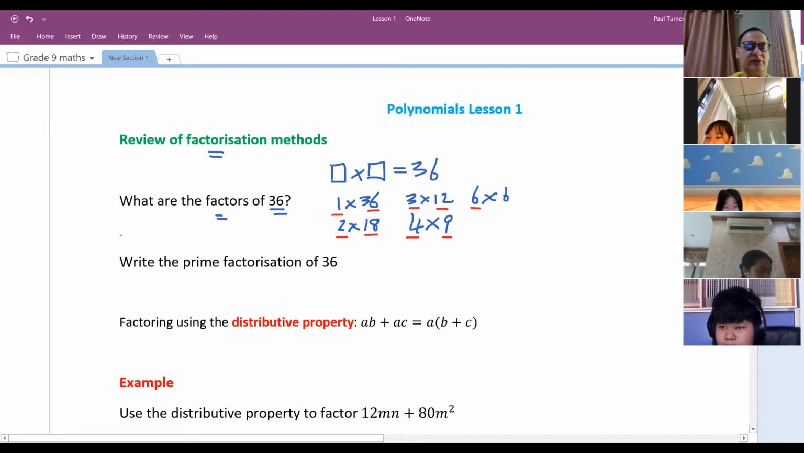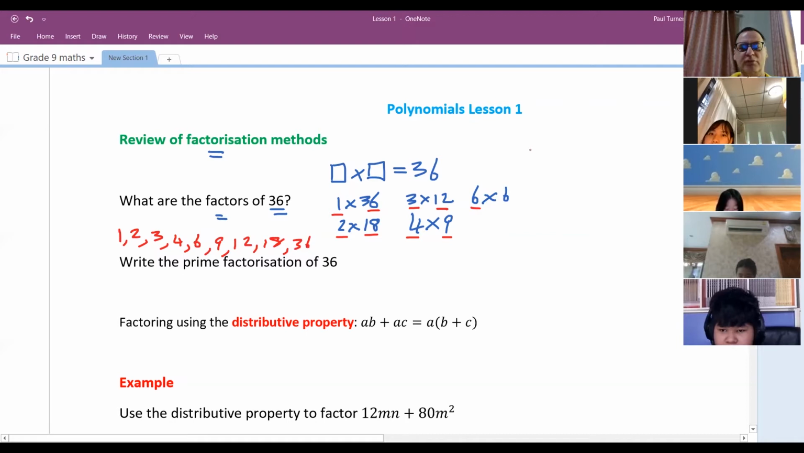So you'd basically just write them out. So 1, 2, 3, 4, 6, 9. Let me know if I miss any. 6, 9, 12, 18, 36.